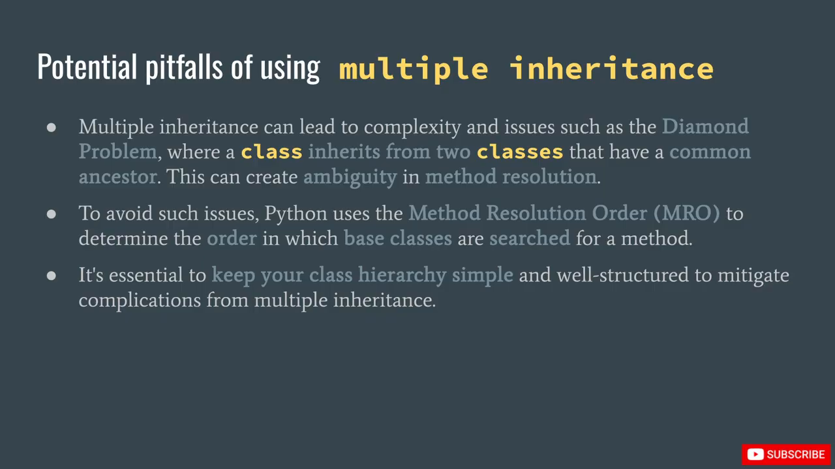The MRO defines the order in which base classes are searched when looking for a method. This helps ensure that the correct method is called, but it can still lead to confusion if not managed carefully.